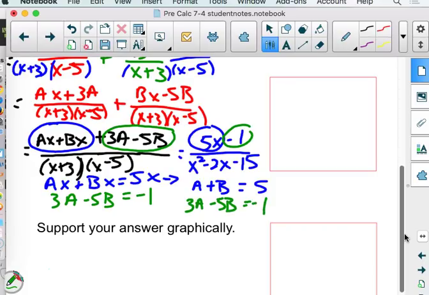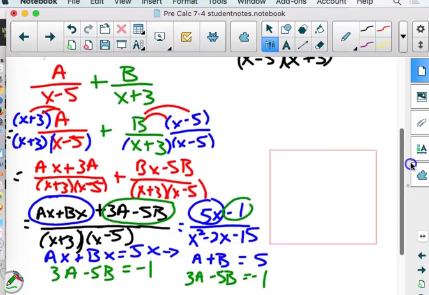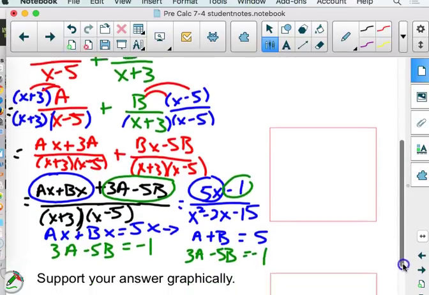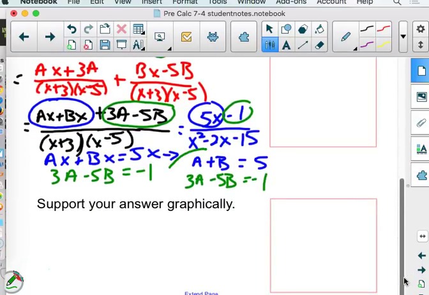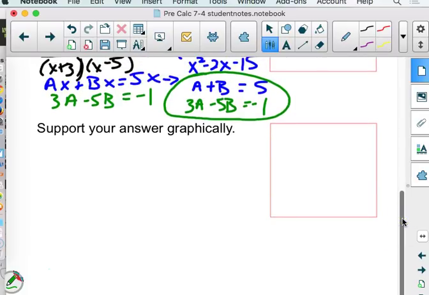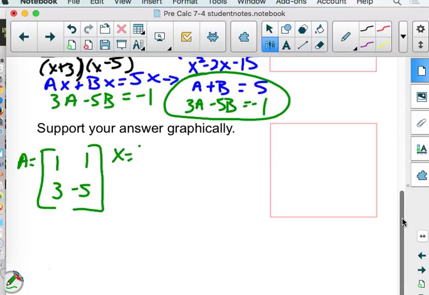And now my job is to figure out what's A and what's B. Remember, that's how we started this whole thing. We wanted to know what we could use for the partial fraction decomposition. So that means I need to solve this system. And thinking about some things that we've done recently, we could use inverses, we could use reduced row echelon form. I think I'll use an inverse for this one. So I'll have matrix A be the matrix with the coefficients 1, 1, 3, negative 5. And my X matrix would be A and B.